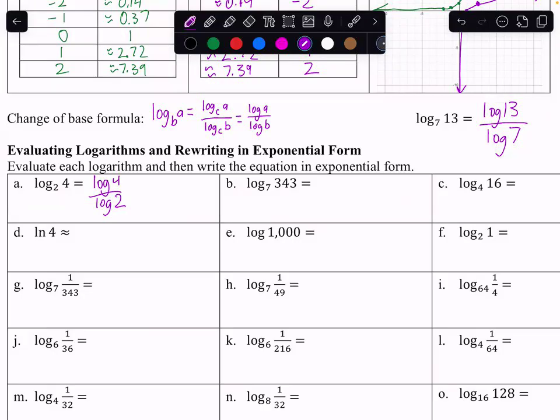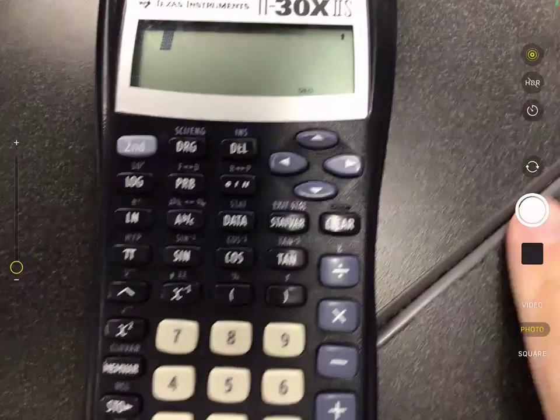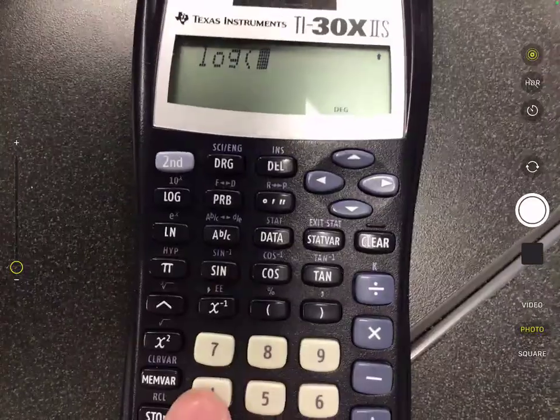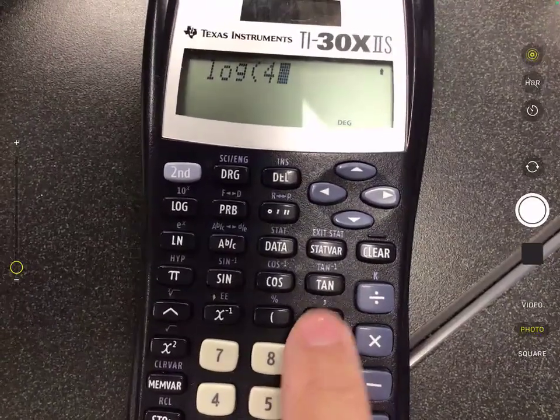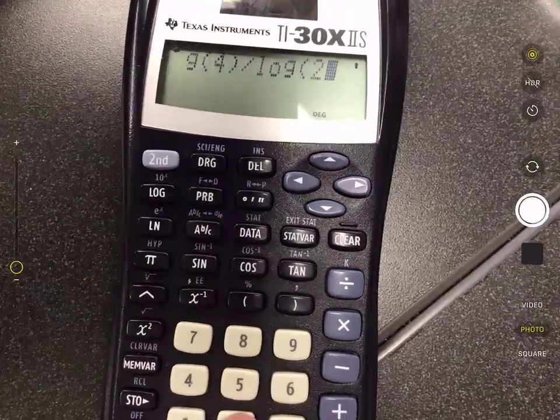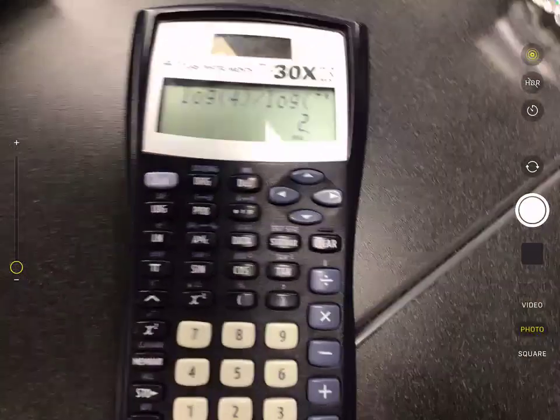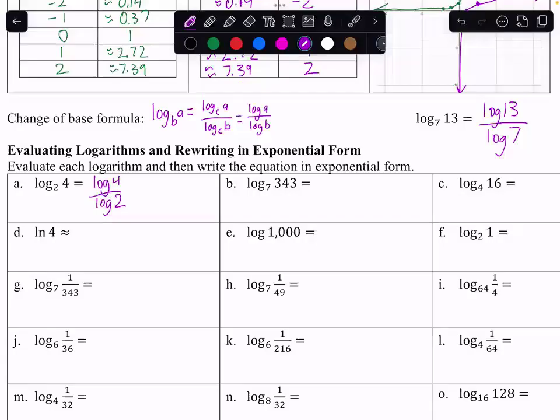So let me just quickly show you what that should look like. Again, log of the argument 4, and make sure you close the parentheses, and then divided by another log of the base, which was 2. Okay, so that whole thing simplifies to regular 2. So that's the first part of the problem. In each box, I'm asking you to do two things. First, evaluate the logarithm, which I already did, and then write the equation in exponential form.